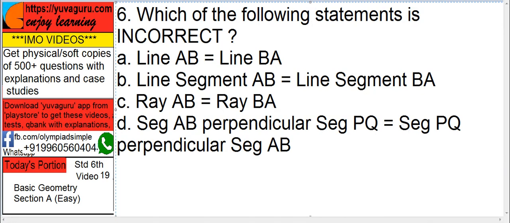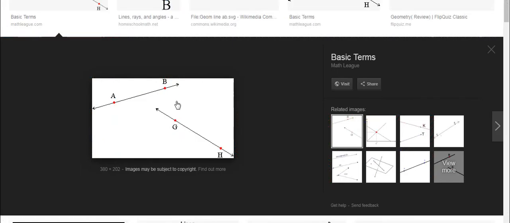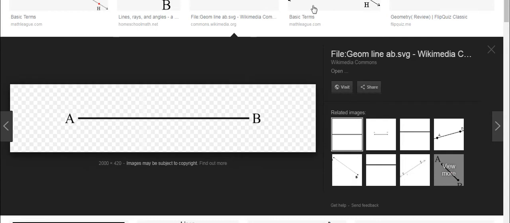So which of them is incorrect? You can call this line AB or BA, anything, because both sides don't have an end point. So that is correct. This segment you can call AB or BA. That is also again correct. So line segment AB equals line segment BA.